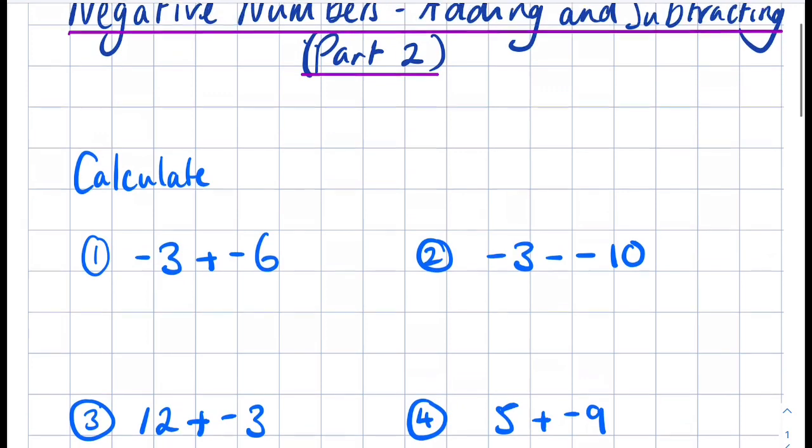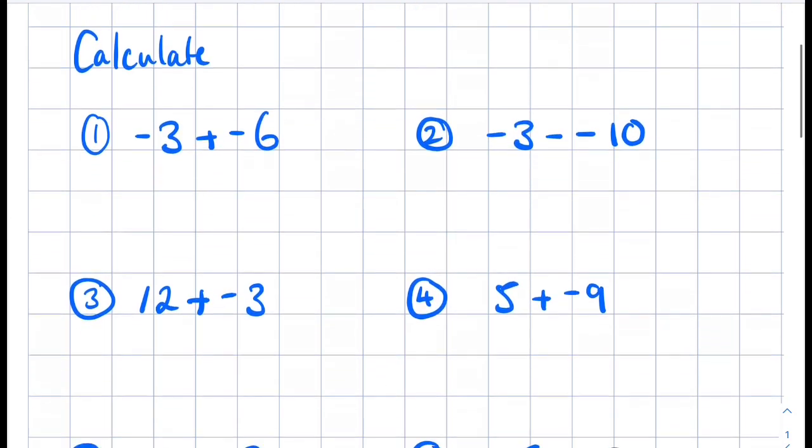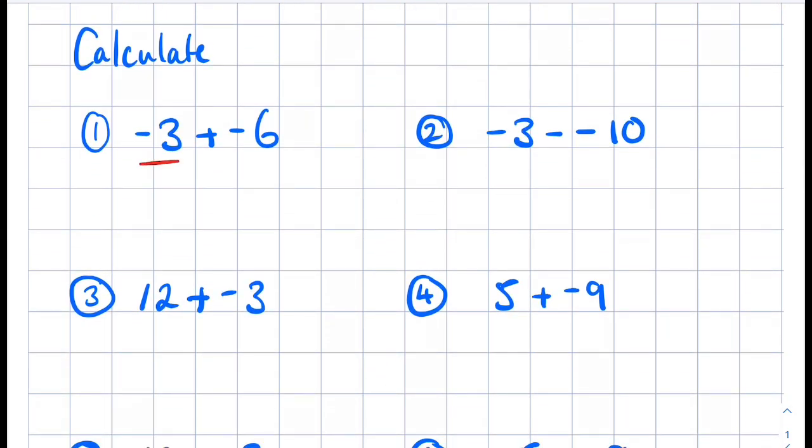First one, what's happening here? We're calculating a negative 3. So we're starting off with negative 3, and we are adding on a negative number. That's what we're trying to do there.